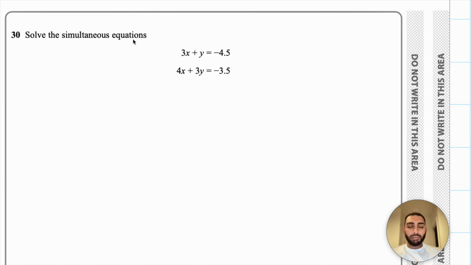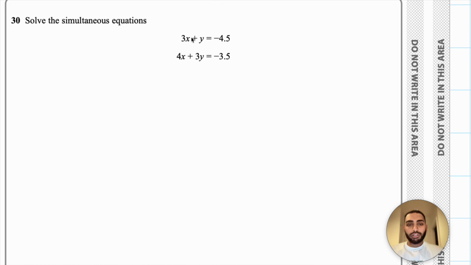Question 30. Solve the simultaneous equations. We have 2 equations here, and we're trying to solve them at the same time. We're trying to find the value of the x and the y. The first thing that I'm trying to look for is the same number before the x or the y. It doesn't matter what the sign is, I just need the same number. So either I can make the x's the same or I can make the y's the same. I think to do this one, I would rather make the y's the same because all I would need to do is multiply this top equation by 3.